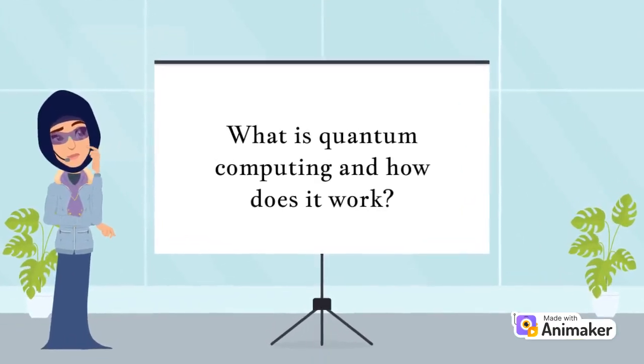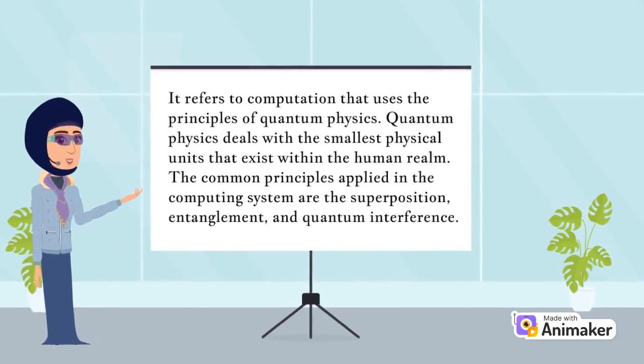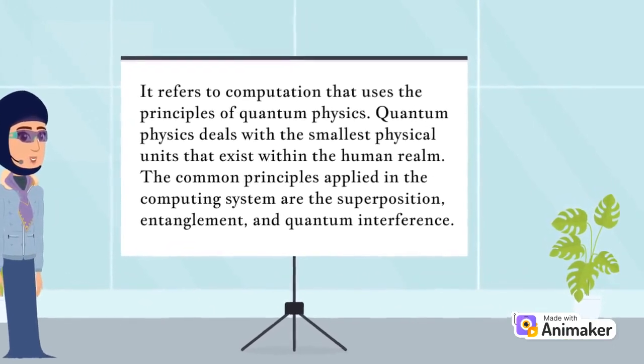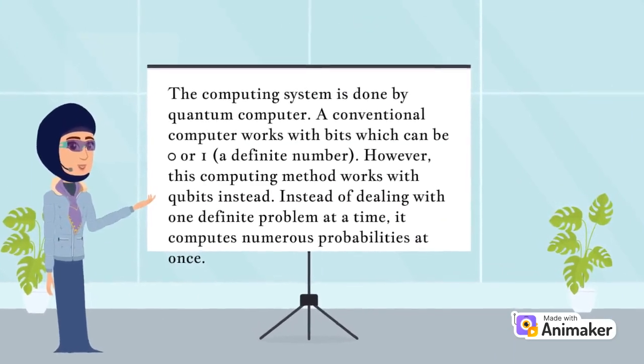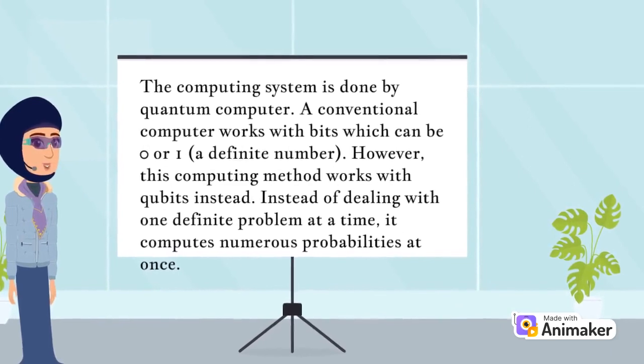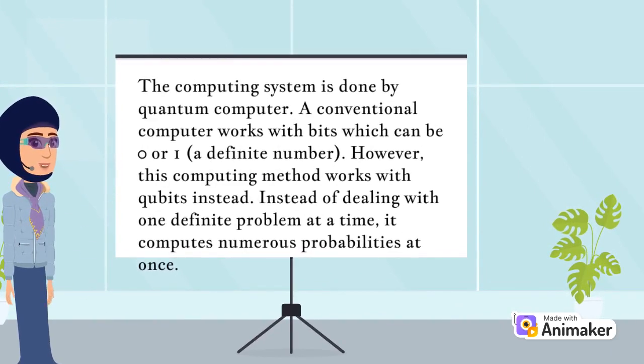What is quantum computing and how does it work? It refers to computation that uses the principles of quantum physics. Quantum physics deals with the smallest physical units that exist within the human realm. The common principles applied in the computing system are superposition, entanglement, and quantum interference. The computing is done by a quantum computer. A conventional computer works with bits which can be 0 or 1, a definite number. However, this computing method works with qubits instead. Instead of dealing with one definite problem at a time, it computes numerous probabilities at once.